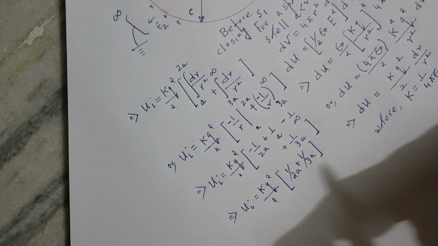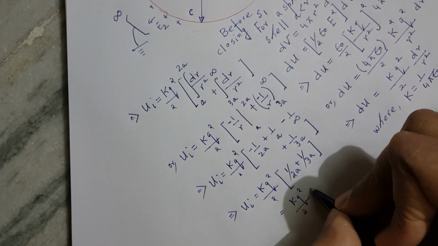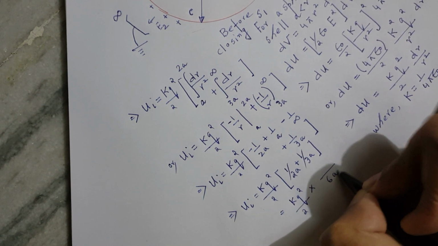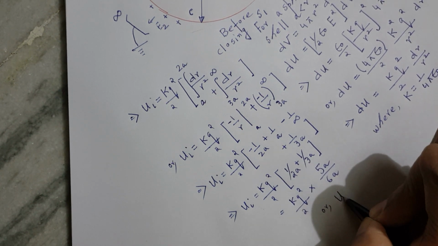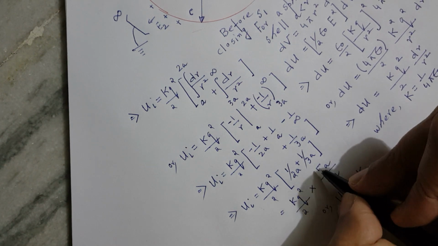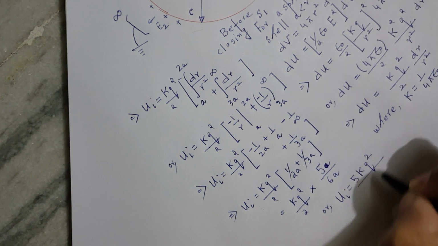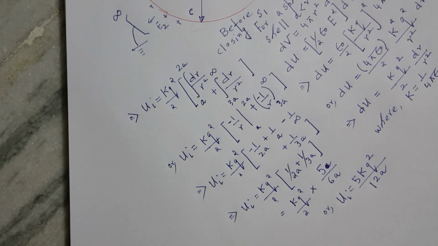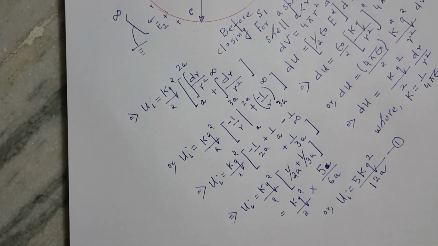So this is nothing but kq square by 2 into Ui equals 5k q square, this is 5k q square by 12a. So this is your equation 1, initial electrostatic energy of the system.